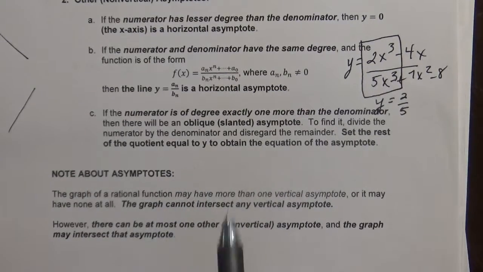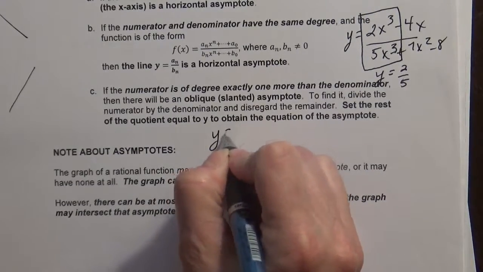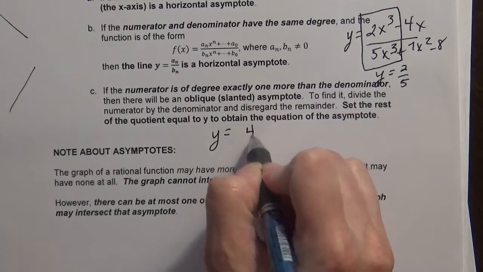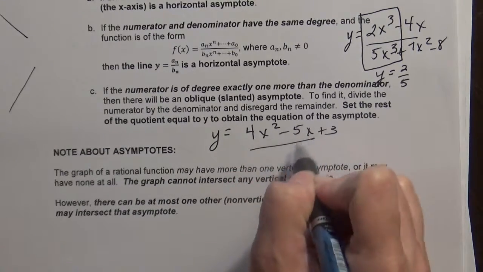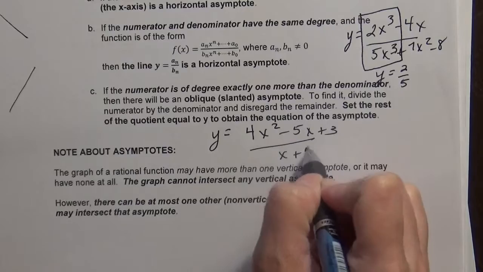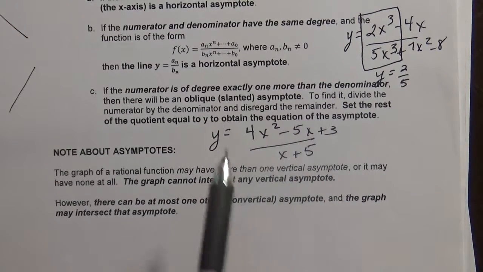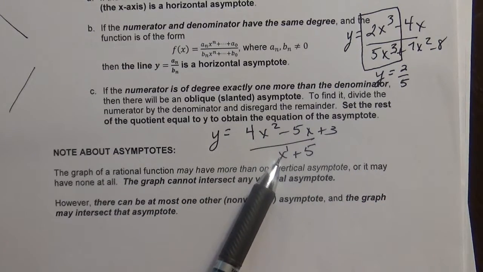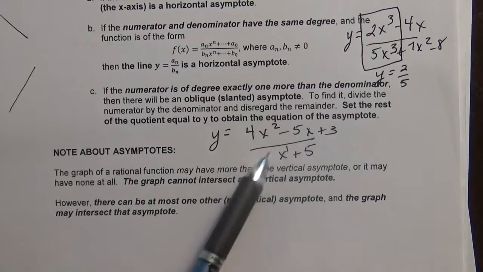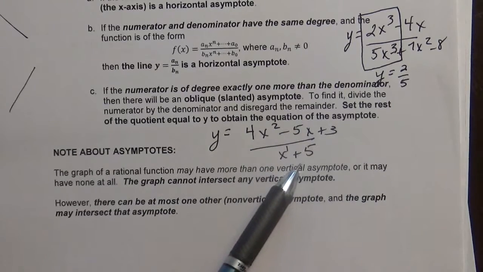What is this saying? Long story short, let's say you've got y equals 4x squared minus 5x plus 3 divided by x plus 5. The numerator has degree 2, the denominator has degree 1. So the degree of the numerator is exactly one more than the denominator. Then that means you can divide, since the degree of the numerator is larger than the denominator, we can divide the top by the bottom.